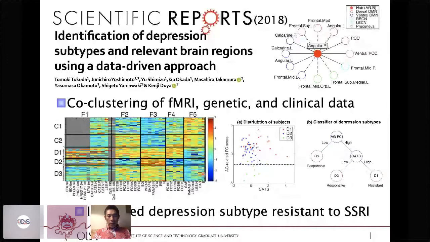And using this paradigm, we could separate the subjects first based on the functional connectivity of the resting MRI data around the angular cortex, and also the past history of childhood stress. So some of them can be predicted as drug resistant. So this was a very early study with a relatively small number of subjects, but now our colleagues are increasing the number of patients to come up with more reliable ways of subtyping and also diagnosis of the subjects.